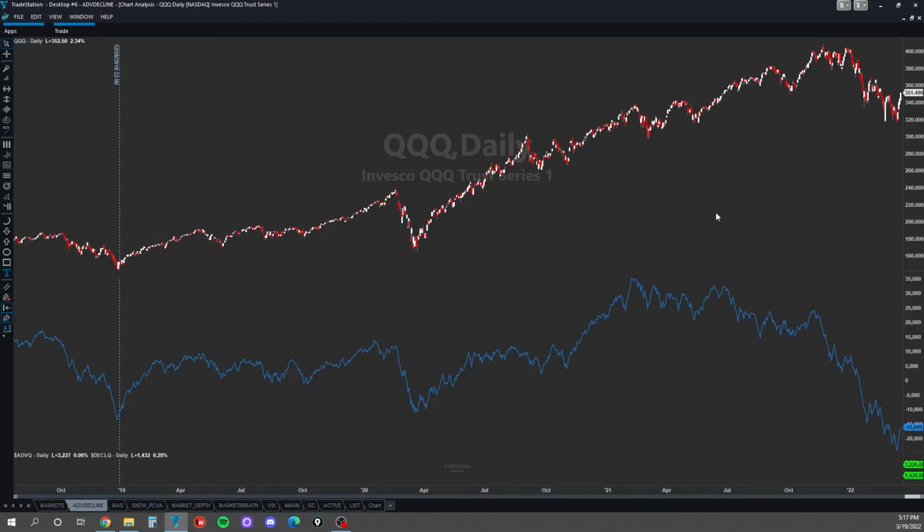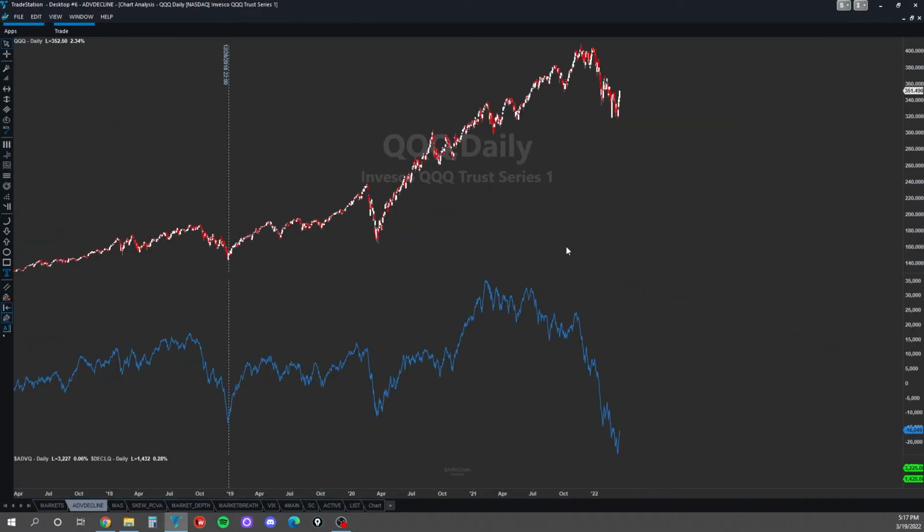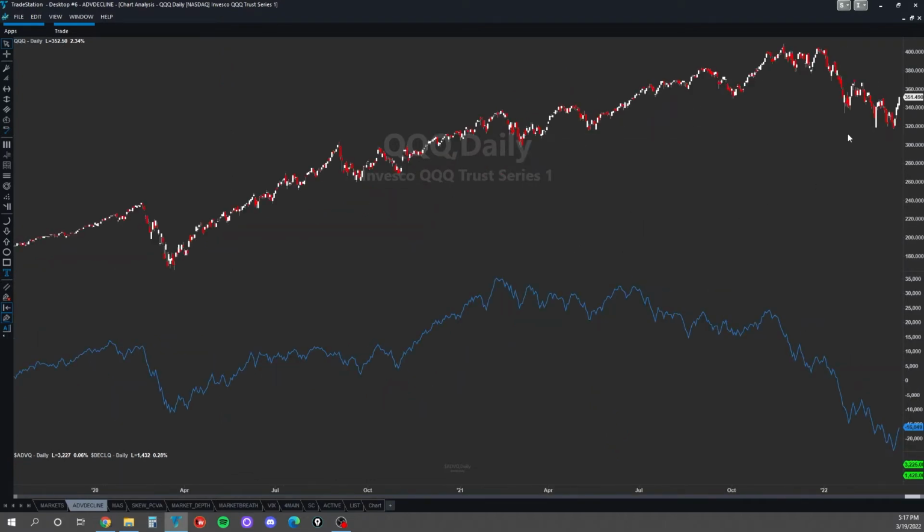So that should tell you that we are far from safety, to put it this way. We need more action here, and we need this advanced decline line to go up, so basically more stocks to rally, in order to sustain this move up.